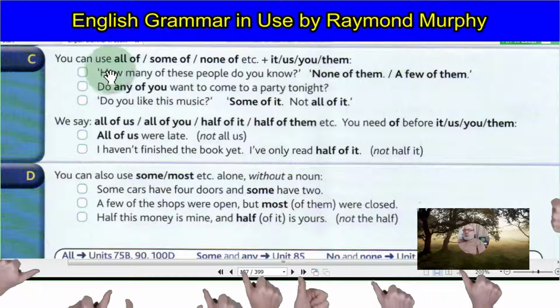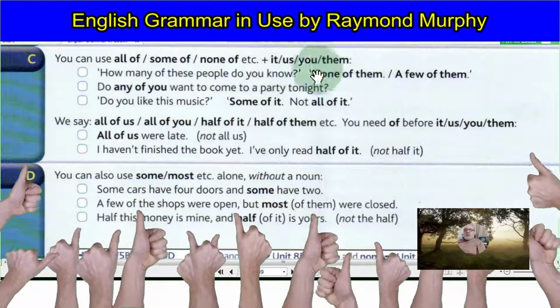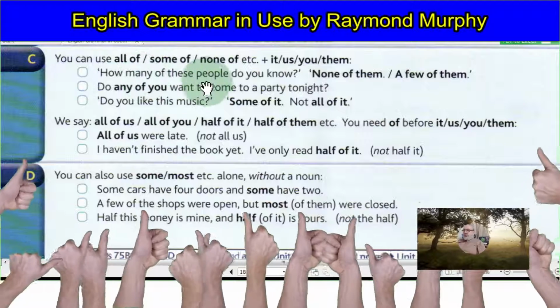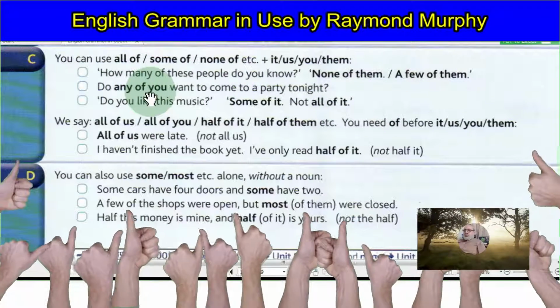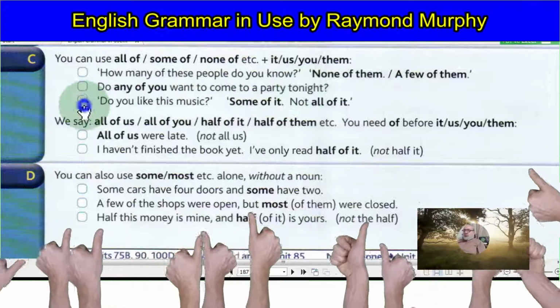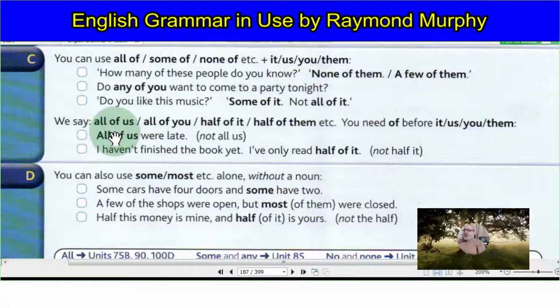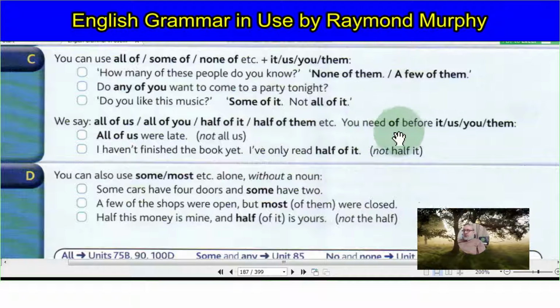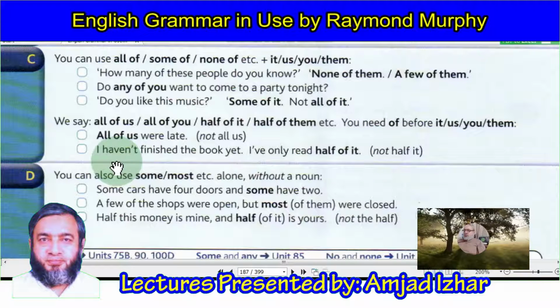C. You can use "all of," "some of," "none of" with it, you, them. How many of these people do you know? None of them, a few of them. Do any of you want to come to a party tonight? Do you like this music? Some of it, all of it. We say "all of us," "all of you," "half of it," "half of them." You need "of" before it, us, you, them.